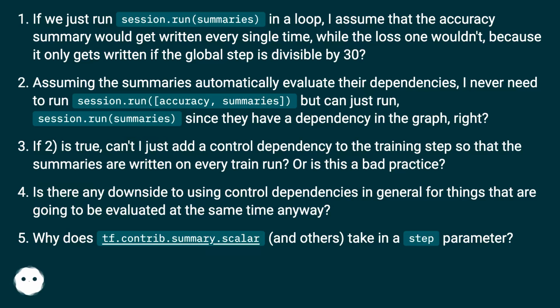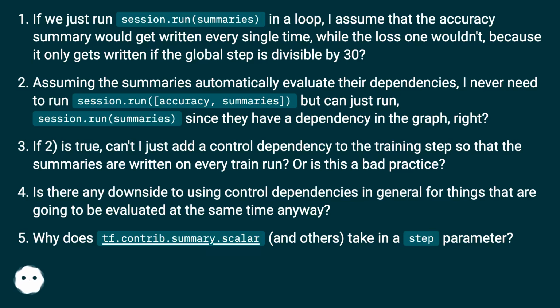If 2 is true, can I just add a control dependency to the training step so that the summaries are written on every train run? Or is this a bad practice? Is there any downside to using control dependencies in general for things that are going to be evaluated at the same time anyway?